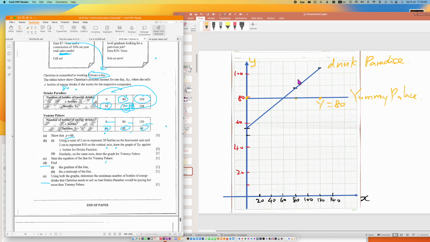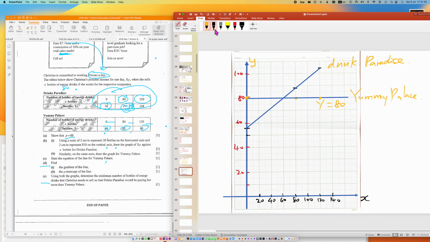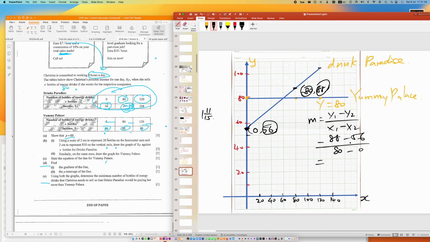The gradient for D, the gradient of the line is 1 and 11 over 15. Is it correct? It sounds wrong. Never mind, let's start off with this. This is 0.56. This is 80, 88, right? So you just use gradient equals y1 minus y2 over x1 minus x2. Imagine this is your y1, so it's 88 minus this 56, 80 minus. So you get 32 over this 8, 4, 8, 10.